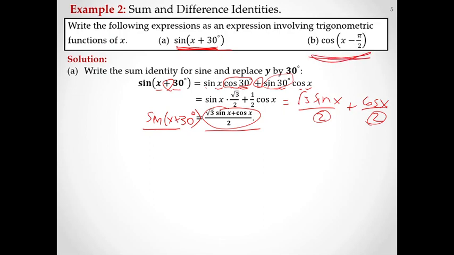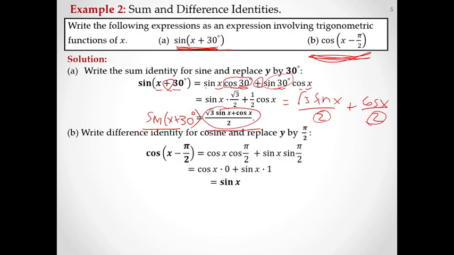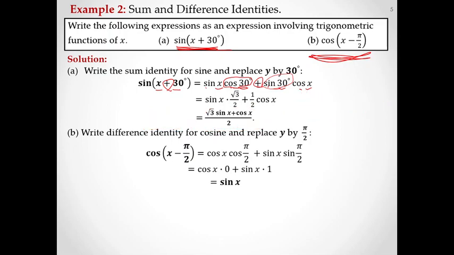Now let's look at the other one, the second one. Of course, we use the difference formula for cosine. Here this is cosine, and this is sine, and this is minus, this is plus. Okay, this is the main difference here. Cos, sine, in cos. But here it's sine, cos. This is minus, this is plus.